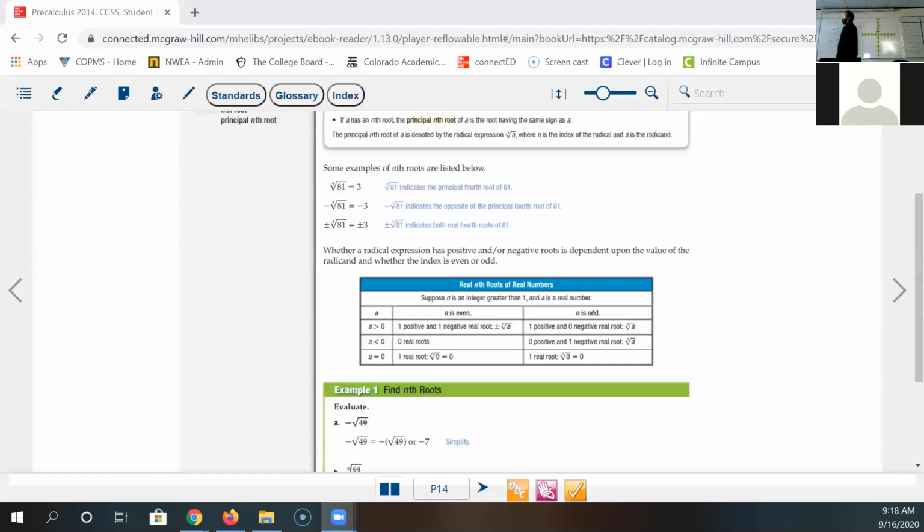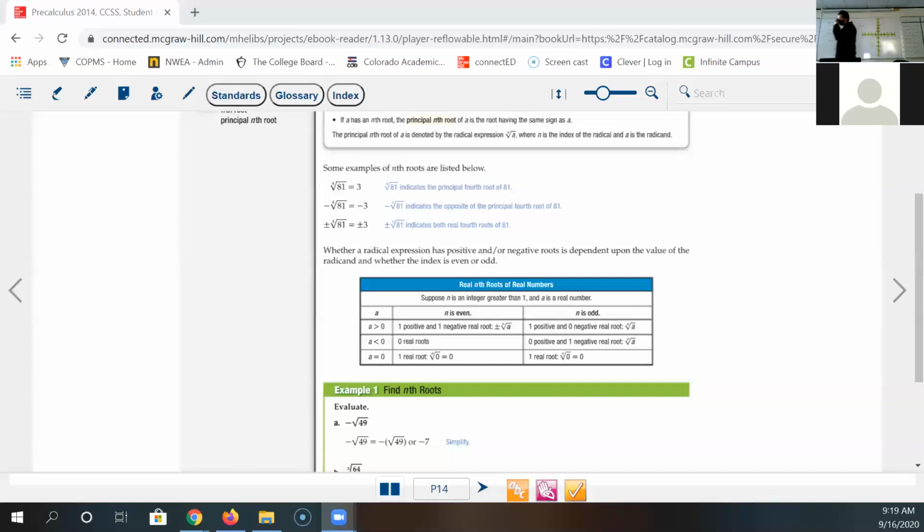Okay, so if a is negative or less than 0, and our index is odd, we're going to have 0 positive and 1 negative real root. So that would be like the cube root of negative 27, which would be negative 3. Cube root means we're going to multiply negative 3 against itself 3 times. Negative 3 times negative 3 is 9. Times a negative 3 again makes a negative 27.